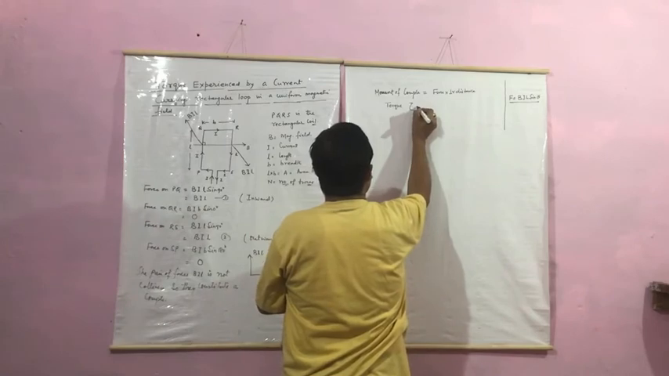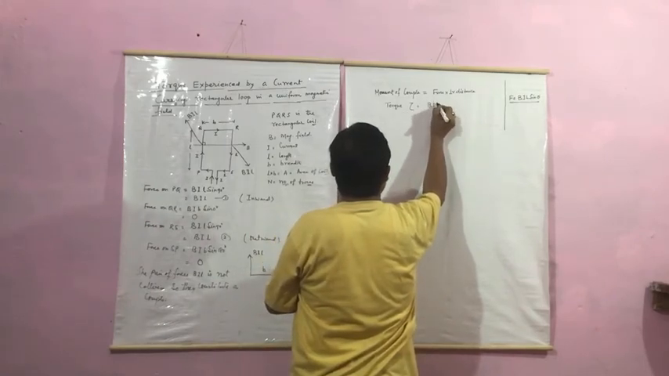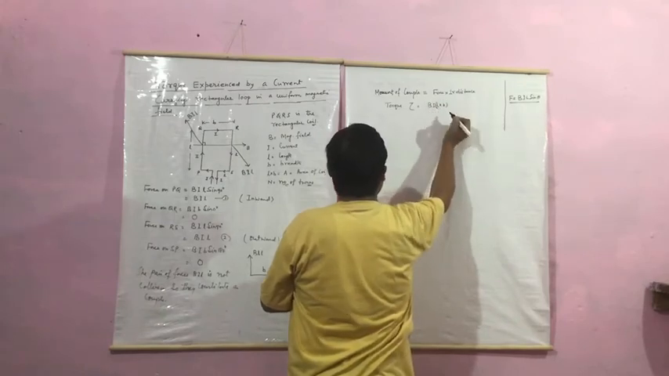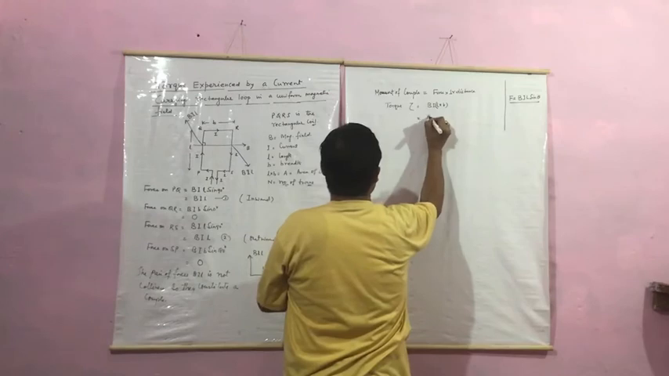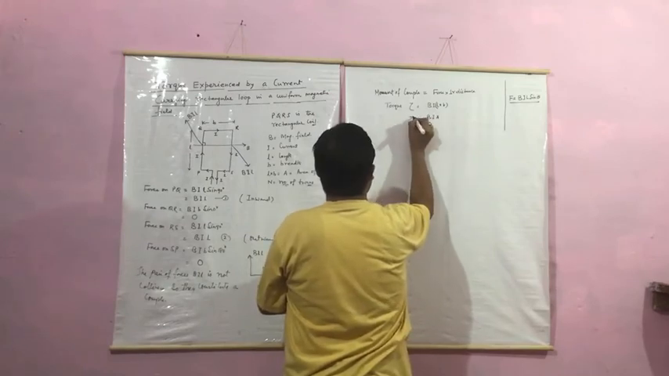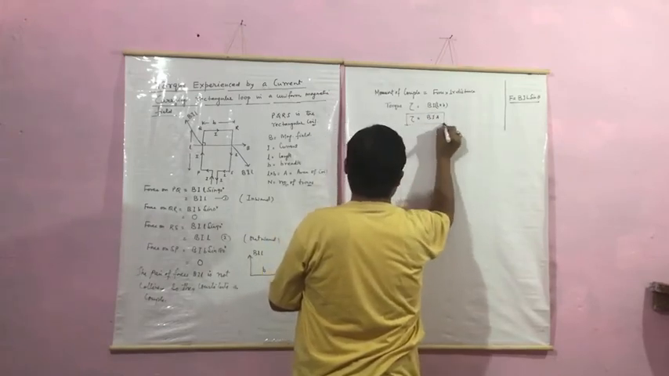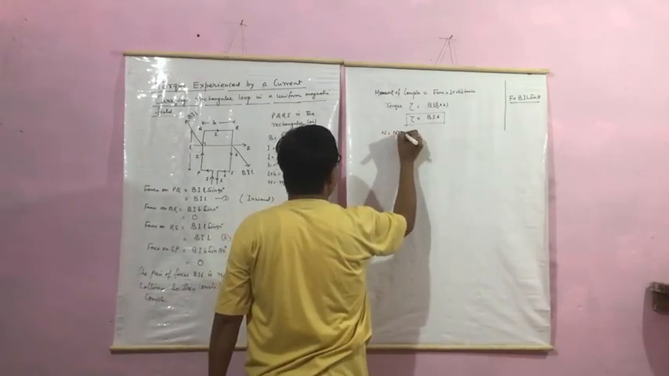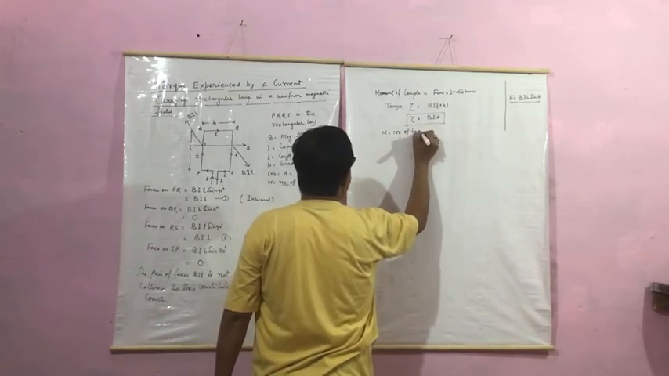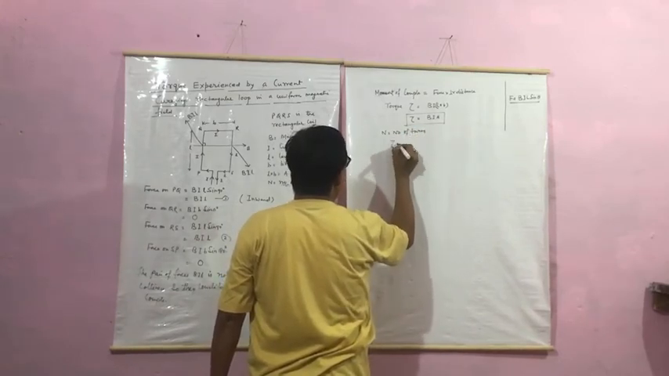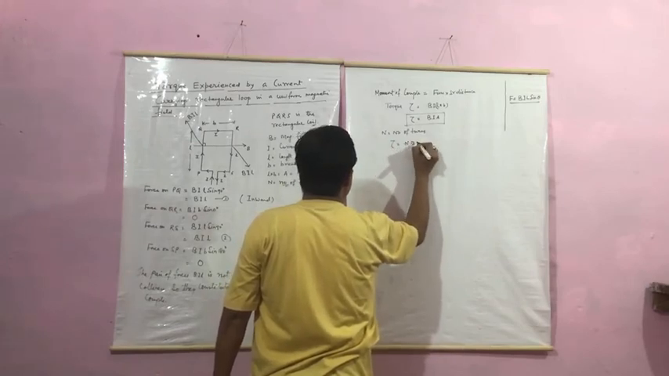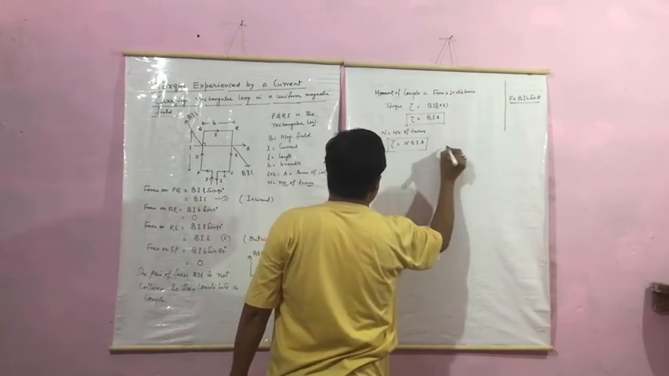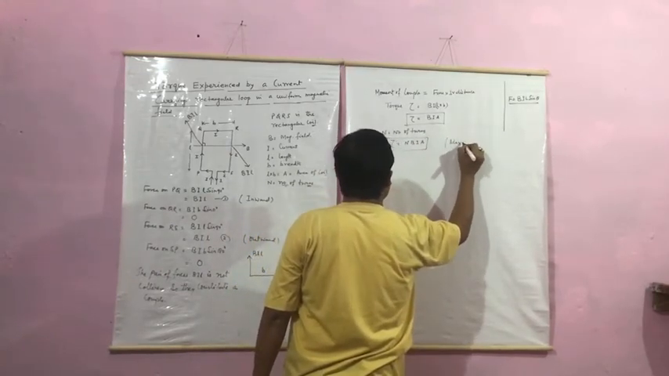Moment of couple is called torque, denoted by tau, and force is BIL, distance is b. And what is L into B? It is area. So BIA. Expression for torque is BIA, and that is for one turn. So if N is number of turns, then torque is NBIA. And this actually is the expression for maximum torque.